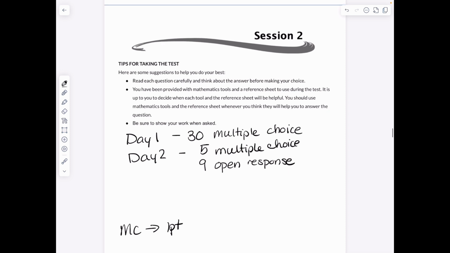Now, the rest of the test is open-ended, so you're going to get 3 1-point questions. You're going to get 5 2-point questions. And then you're going to get 1 3-point question. All right, and so all this together is going to add up. Here's our constructive response. So you're going to get 3 plus 10, that's 13, plus 3, that's 16. So you have 16 points altogether. Okay, so 35 plus 16 is going to give us 51 points.